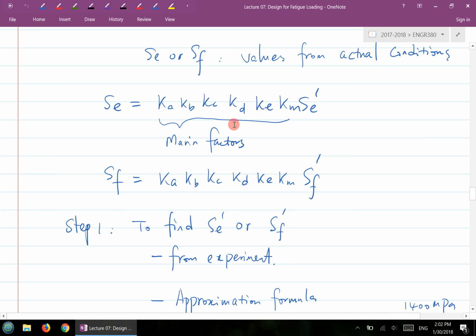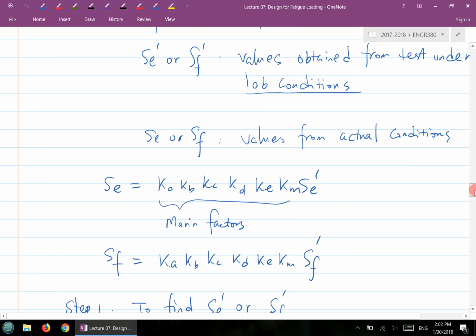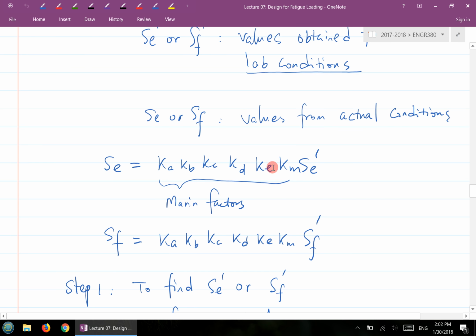This is where the so-called Marin factors come into the picture. There are a number of factors used to modify the values that you obtain from lab conditions. So Se here is the endurance limit, and Se prime is the value you obtain from lab conditions. Then what will be the endurance limit in a typical actual environment? We use these factors to modify it.